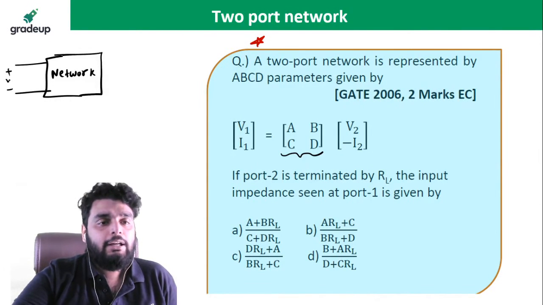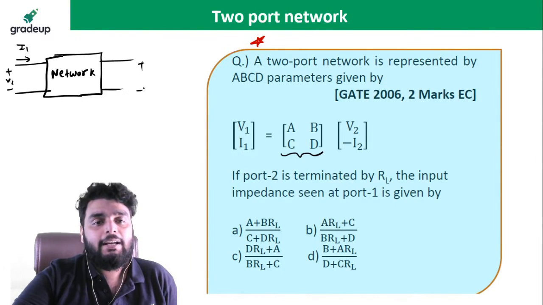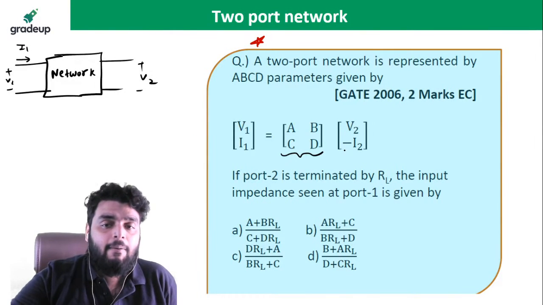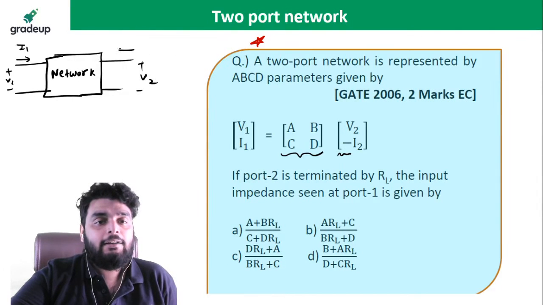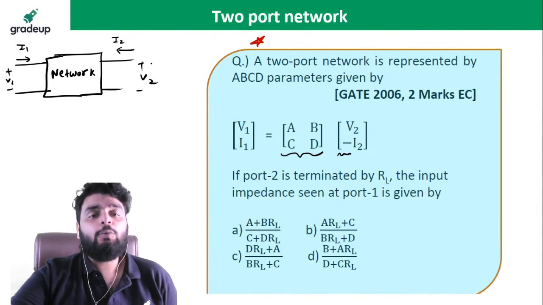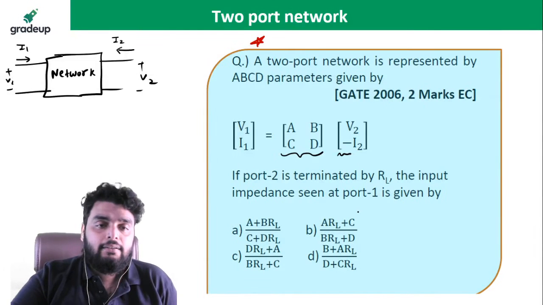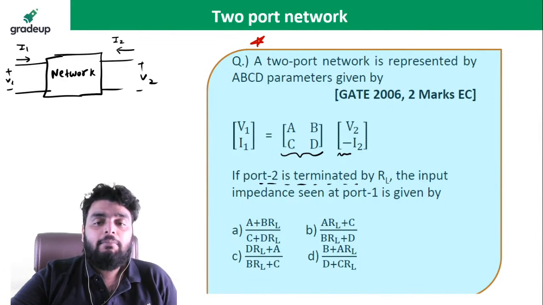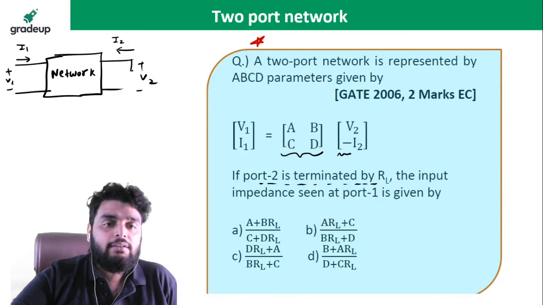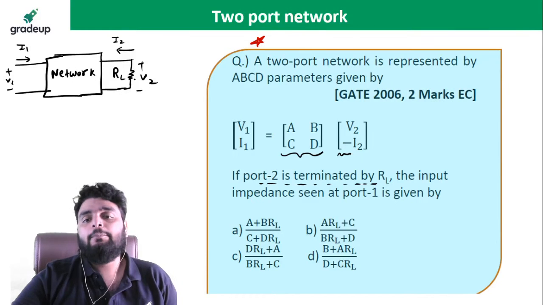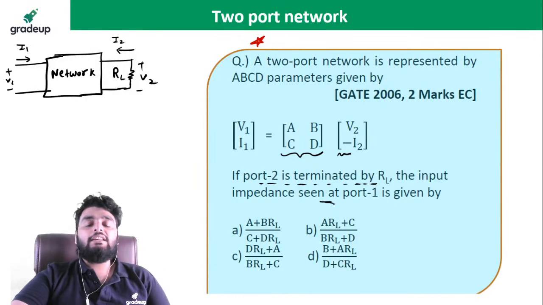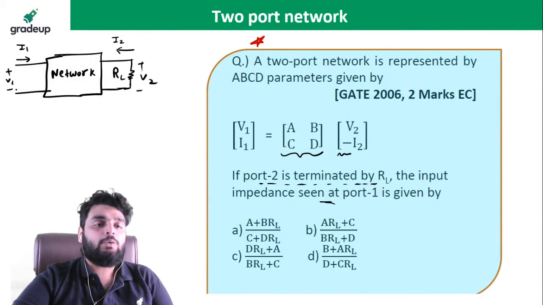This will be V1 and here I1 is flowing. Here I have V2, plus minus, and we have a minus sign there now. We have a minus I2 there. It means that current is entering inside the network, so it will be I2. Now according to the question, port 2 is terminated by RL. There is one resistor through which port 2 is terminated. The input impedance seen at port 1 is given by. I need to find out this input impedance Zi.